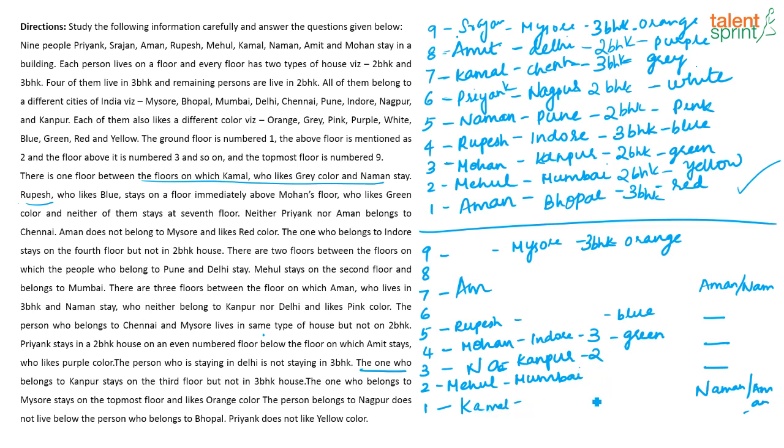And Kamal likes which color? Kamal likes grey color, as per what is given. There is one floor between Kamal, who likes grey color, and Naman's stay, and here Naman is staying on the second floor according to what is given. Let us wait to use that. So you have Aman here, and Aman likes red color. Now what else is there for us to place? Mysore 3 orange. So I am putting 3 floors between them.